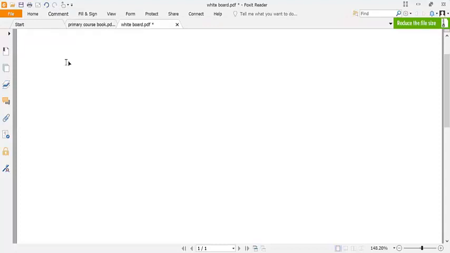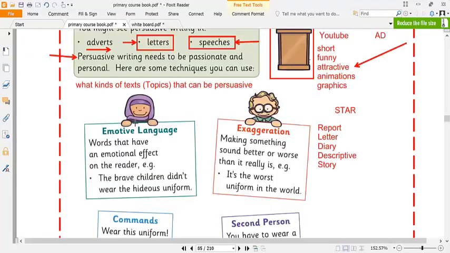Okay, number 1 is emotive words or emotive language. What I mean by emotive language. Read, Muhammad. Words that have an emotional effect on the reader. For example, the brave children didn't wear the hideous uniform. Exactly.